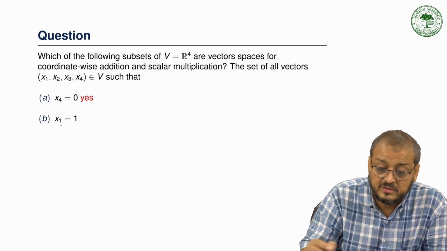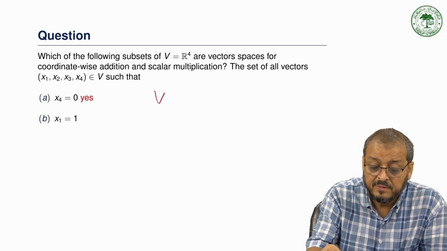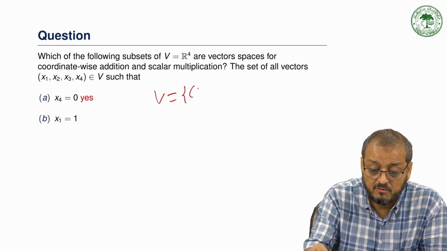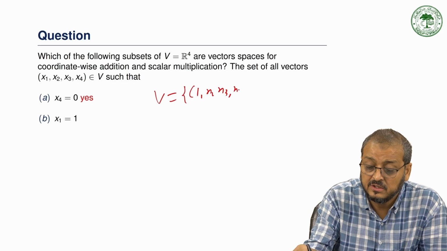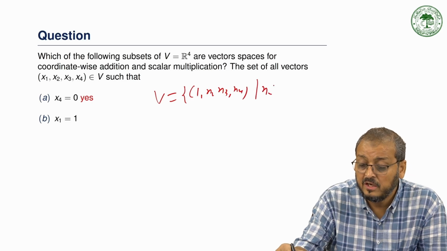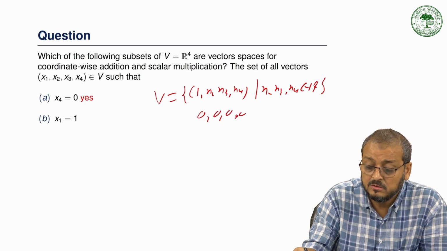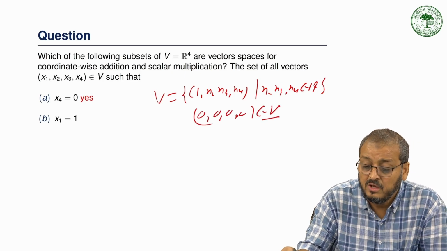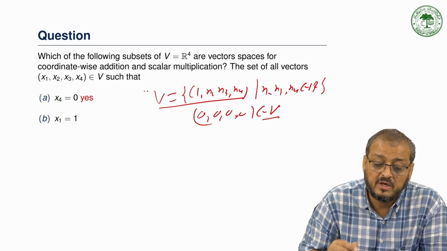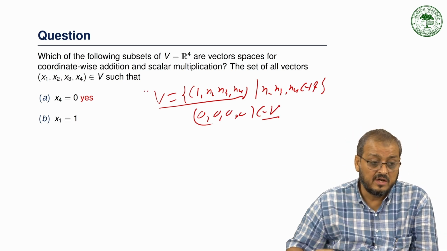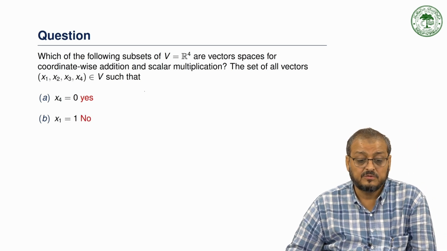Now we have V chosen in this form, with first element 1 and x2, x3, x4, where x2, x3, x4 are elements of R. Then clearly 0, 0, 0, 0 does not belong to V. The additive identity is not here. So we clearly say that this set does not form a vector space. The answer is no.